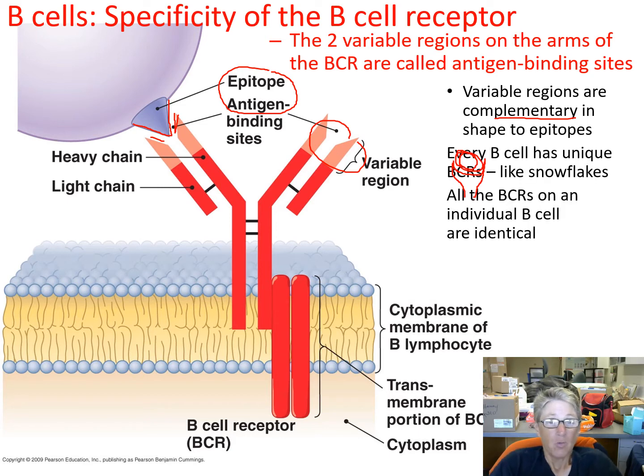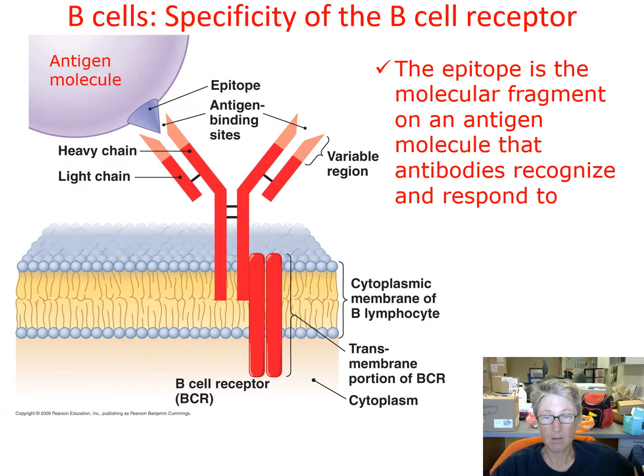Every B cell has unique B cell receptors. So you have a whole bunch of different B cells in your body, and every B cell has unique B cell receptors, kind of like snowflakes are unique. And so when your mom or your teacher says, hey, you're really special and there's no one else like you, they're right in terms of your B cells and your B cell receptors. But then I pointed out again and again, all the B cell receptors on an individual B cell are identical.